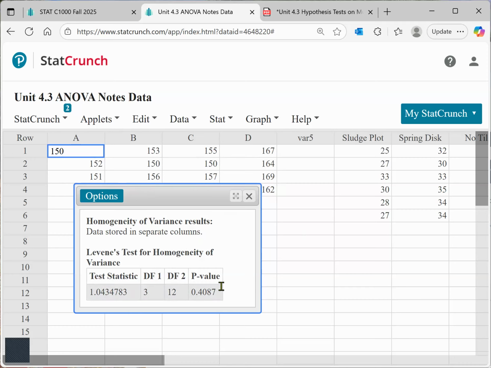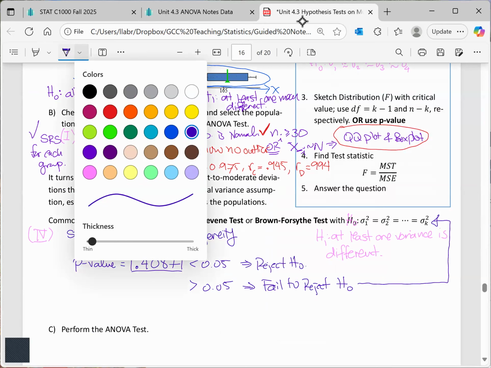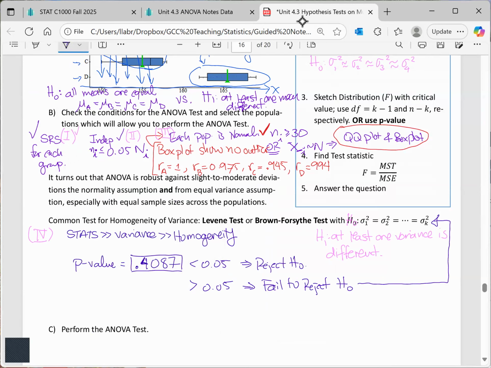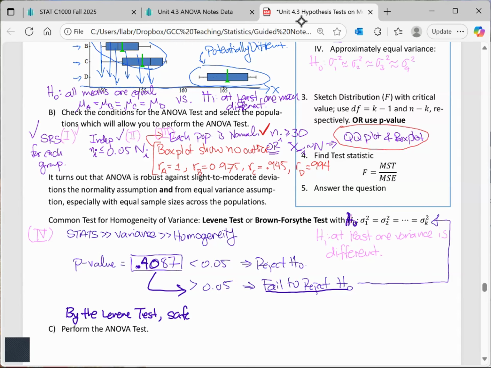And here's your p-value, 0.4087. And again, the fact that this 0.4, so this result happens 40% of the time, means that that's greater than 0.05. We fail to reject the null, so we support the null hypothesis. So we're going to go ahead and say we can assume that the variances are equal by the Levine test. So by the Levine test, it's safe. So we have evidence to say that the variances are equal.